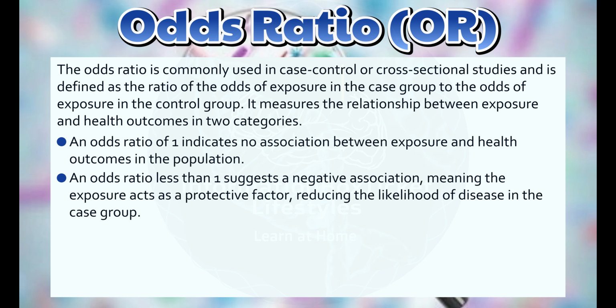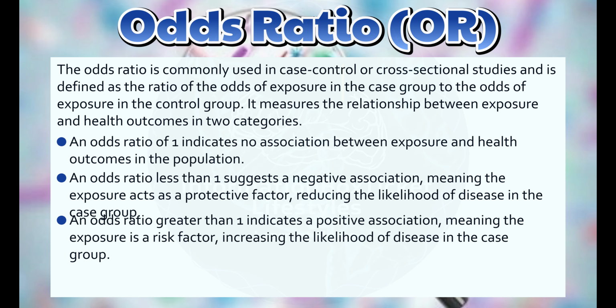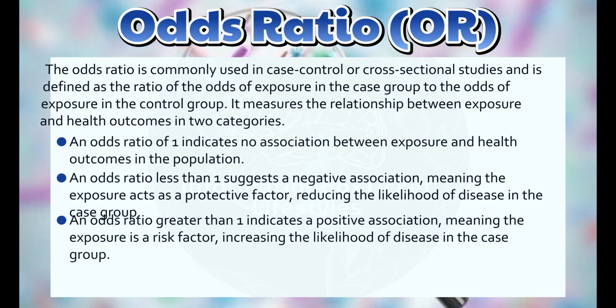An odds ratio less than 1 suggests a negative association, meaning the exposure acts as a protective factor, reducing the likelihood of disease in the case group. An odds ratio greater than 1 indicates a positive association, meaning the exposure is a risk factor, increasing the likelihood of disease in the case group.